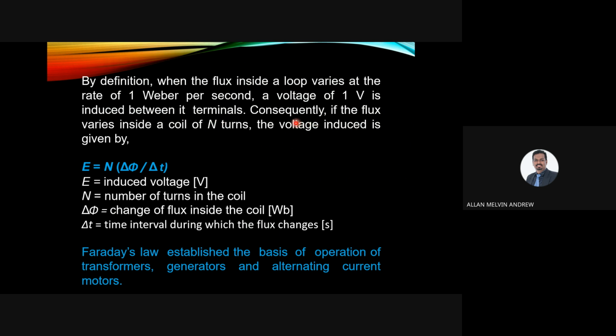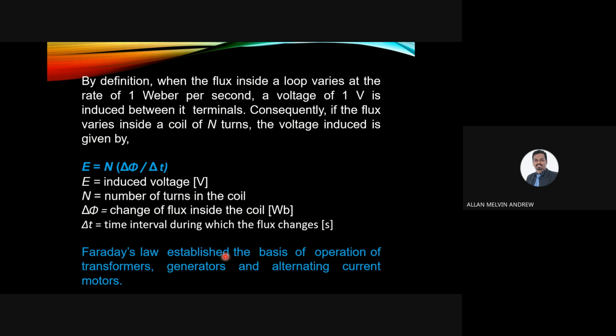So, consequently, if the flux varies inside a coil of N turns, the voltage induced is E equals N times the change in flux over the change in time. N is the number of turns in the coil, the change in flux is due to the movement, the cutting of the magnetic field by the magnet, and the change in t is the time interval, usually in seconds.